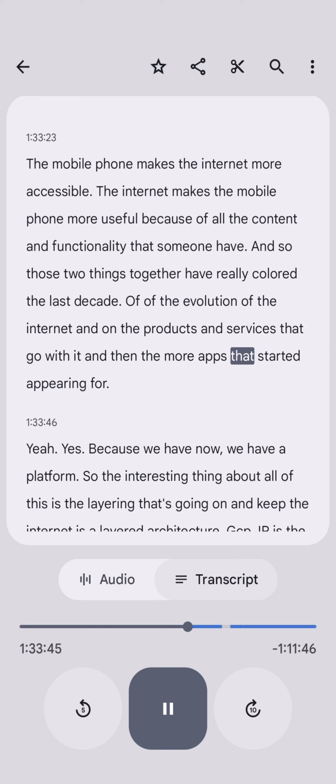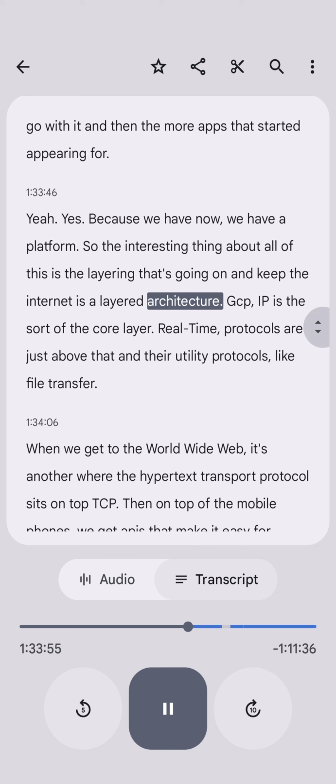And then the more apps that started appearing, exactly right, yes, because we have a platform. So the interesting thing about all of this is the layering that's going on. The internet is a layered architecture. TCP/IP is sort of the core layer. TCP and the other real-time protocols are just above that, and then there are utility protocols like file transfer. When we get to the World Wide Web, it's another layer. The hypertext transport protocol sits on top of TCP.